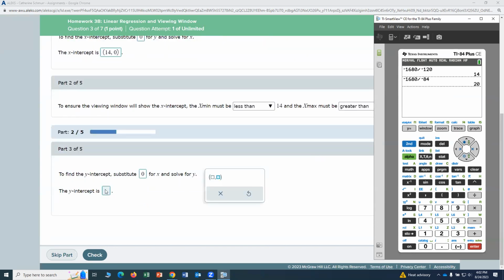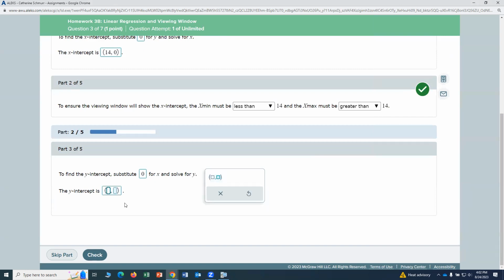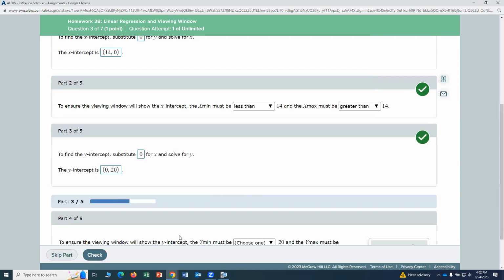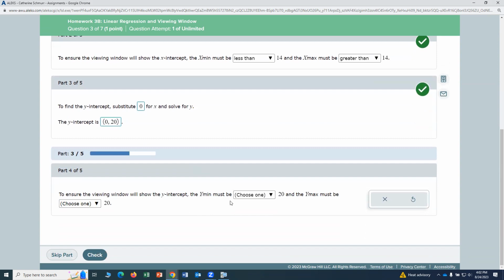I'm going to come back down here. They want an ordered pair. The x value is 0. The y value is 20. Because of that, I want my y minimum to be less than 20 and my y maximum to be greater than 20 so that I'll be able to see where the graph crosses the y-axis at 20.